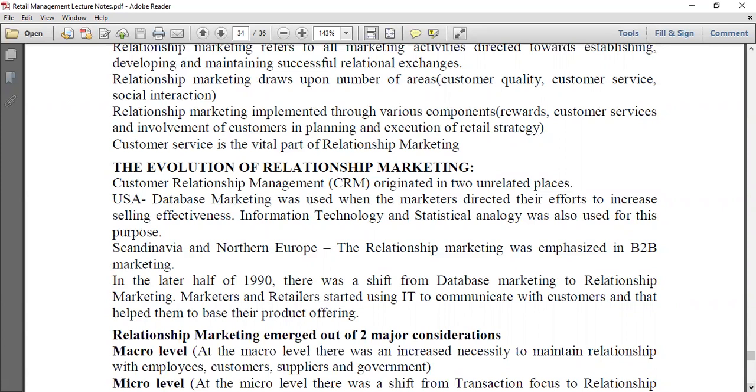Later, in other parts of Europe, Scandinavia, towards Finland and that part, and northern Europe, relationship marketing was majorly emphasized on B2B marketing, business to business, not business to customer. And in the later half of the 1990s, there was a shift from database marketing to relationship marketing.